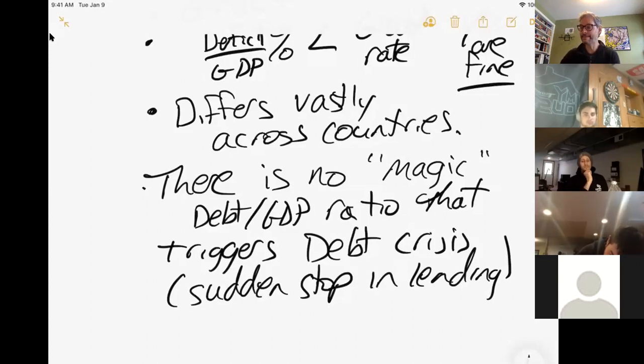And so this idea that somehow there's this magic debt to GDP ratio, I see this in many discussions about debt. Like many people have said, oh, the US is at a 100% debt to GDP ratio. That means that we're screwed. We should be having a debt crisis any day now. No, not at all. It doesn't mean that. In fact, it might mean exactly the opposite of that. The fact that so many people are willing to lend the US government money suggests that we're not going to have a debt crisis.